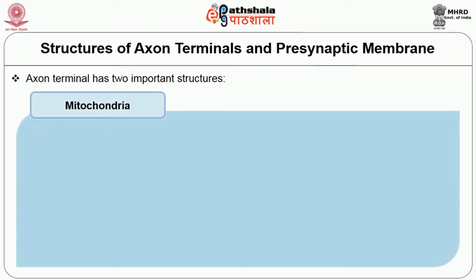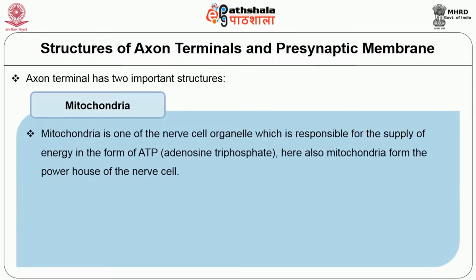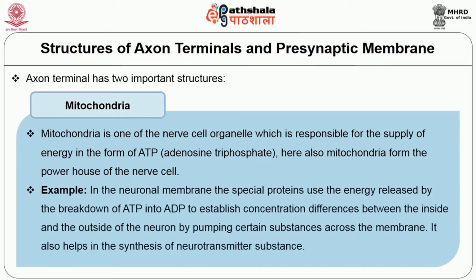Mitochondria. It is one of the nerve cell organelles responsible for the supply of energy in the form of ATP. Here also, the mitochondria form the powerhouse of the nerve cell. For example, in the neuronal membrane, a special protein uses the energy released by the breakdown of ATP into ADP to establish concentration differences between the inside and the outside of the neuron by pumping certain substances across the membrane. It also helps in the synthesis of neurotransmitter substances.